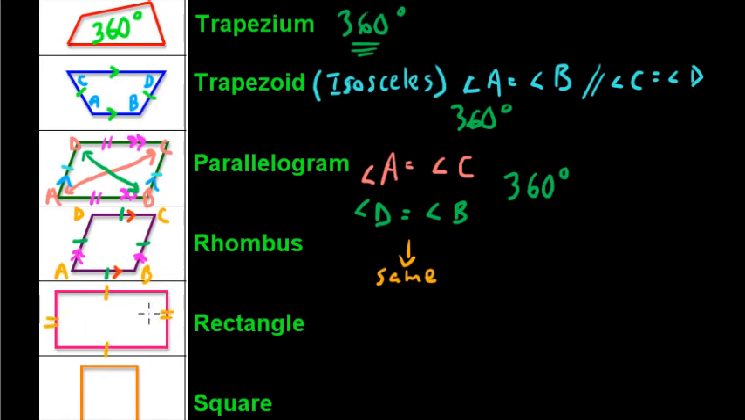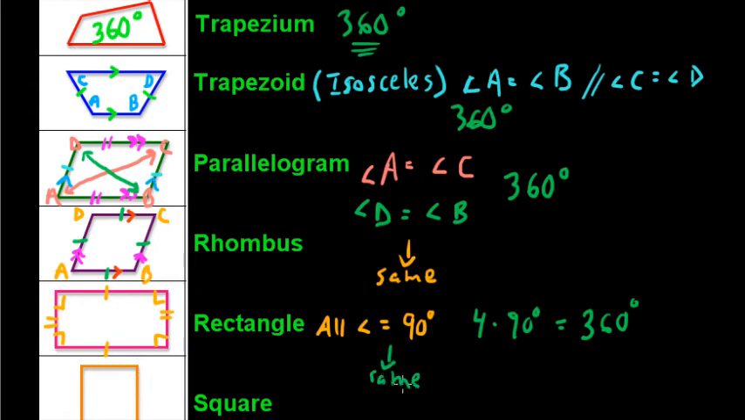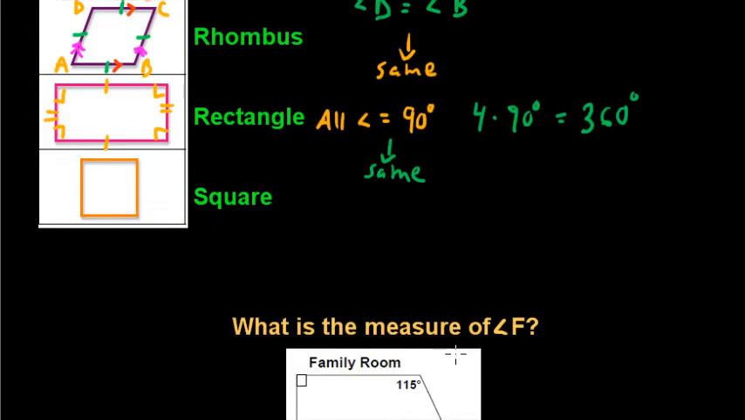The rectangle. Rectangle is defined because the opposite sides are the same length and every angle is 90. So all angles equal 90 degrees. And just like all the previous ones, 4 times 90 degrees, because there's 4 angles, multiply them all by 90, that's going to equal 360 degrees. Alright, and then the square is the same. Alright, let's take a look at a couple problems.